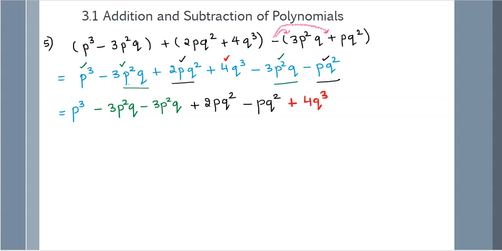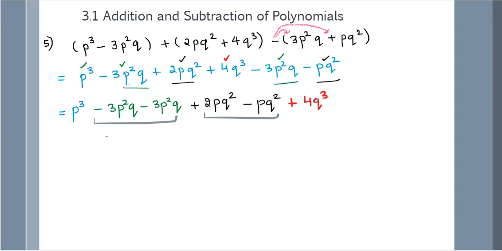1, 2, 3, 4, 5, 6. So you should have 6 terms here as well. 1, 2, 3, 4, 5, 6. Just to ensure that you are not missing any term. Now you can combine these two terms together and these two terms together.